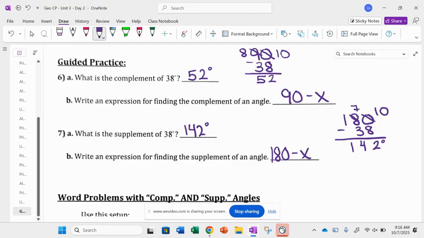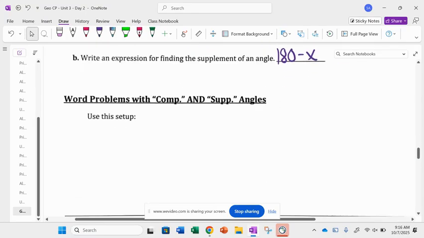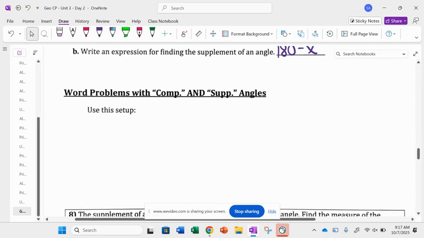Okay, so up until this point, we talked about when it just says complementary in a word problem, what do we draw? A right angle. If it just says supplementary, what do we draw? A straight angle. Now what do we do when it says supplement and complement in the same word problem? We don't draw any diagram at all.